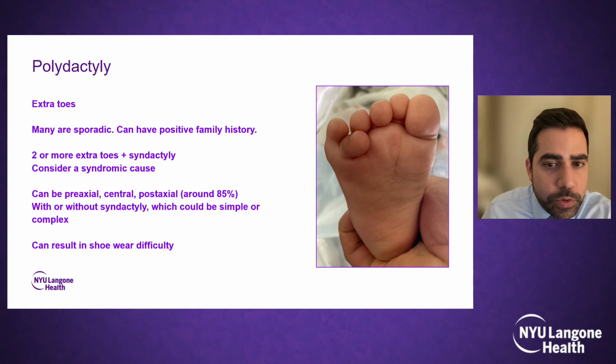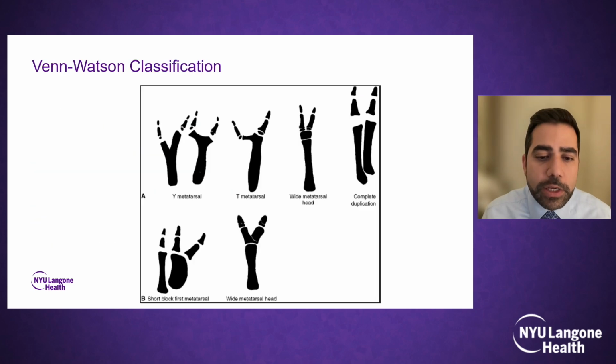So polydactyly, it's one that we see more frequently in the office. Patients usually come fairly young. The parents concerned about that extra toe. They can have a positive family history. With 2 or more extra toes in syndactyly, consider that possibly a syndromic cause. There can be preaxial, central, or postaxial. Postaxial, as with this patient in the picture, is most common. And so they can be complex or simple. And usually shoe wear difficulty is the problem here over time due to the wider foot. And you sort of narrow it down by removing that extra toe.